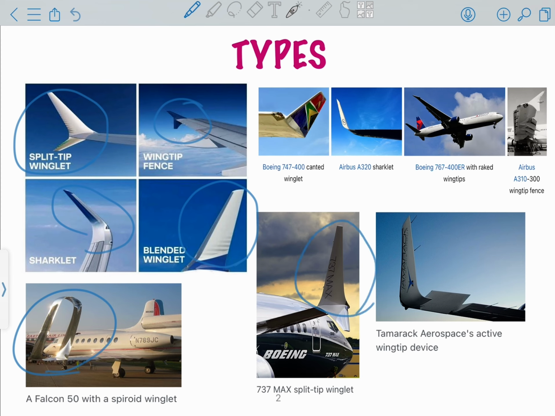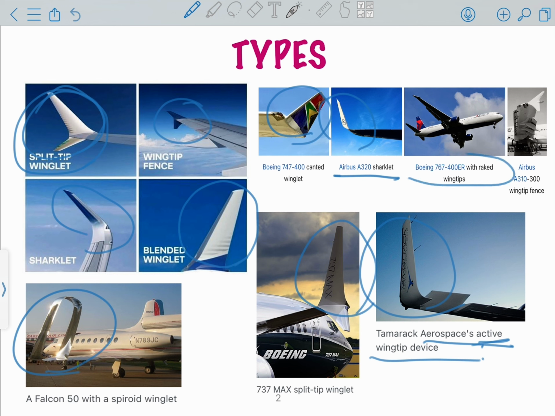This is further in the studies, where the active winglet, when you have a very high speed during the cruise time, the angle can be reduced. I mean, they can act like a normal wing. So these kinds of active winglets are also there. Canted winglet, Airbus A320 sharklet, Boeing raked winglet, as you can see at the end, and this is the A310-300 Airbus wingtip fence. So you can say that's a raked winglet also.